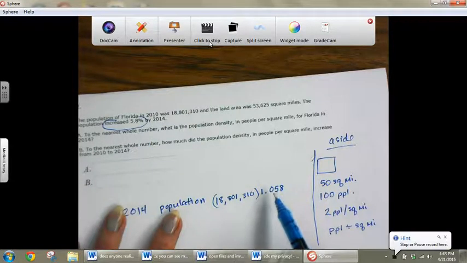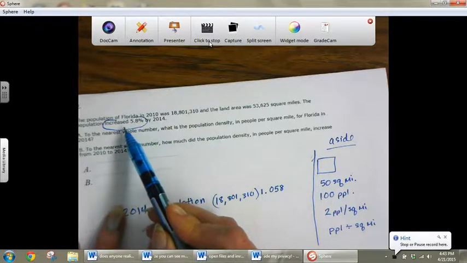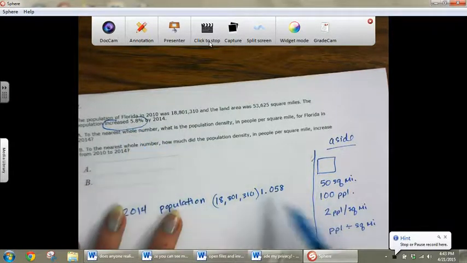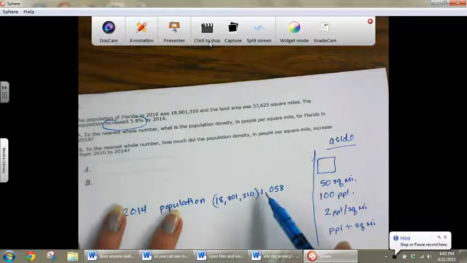Now don't forget to convert from a percent to a decimal. You're going to have to move that decimal point 2 times over to the left. I like to put that 1 in there. That way I don't have to go back and add anything. That kind of already adds it up for me.